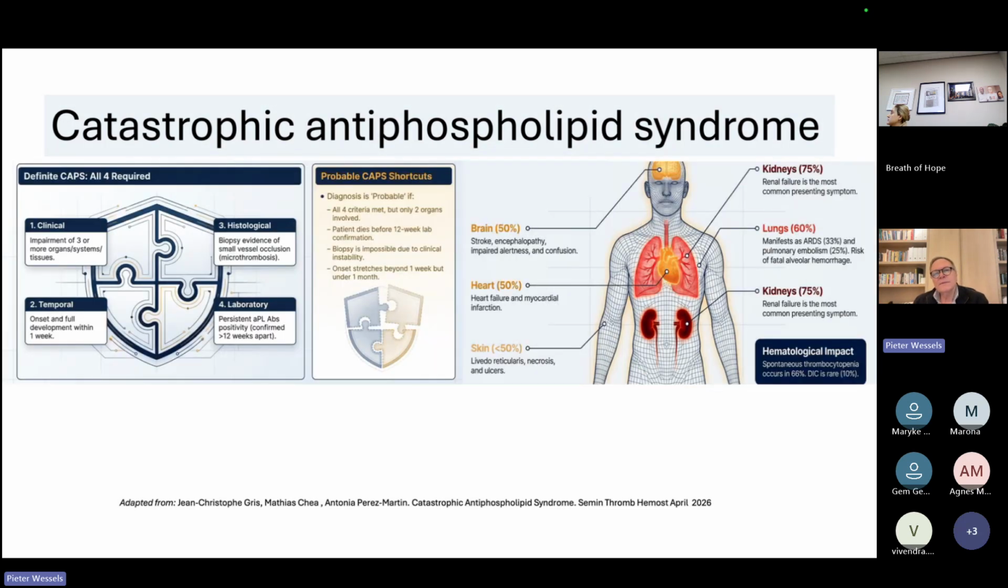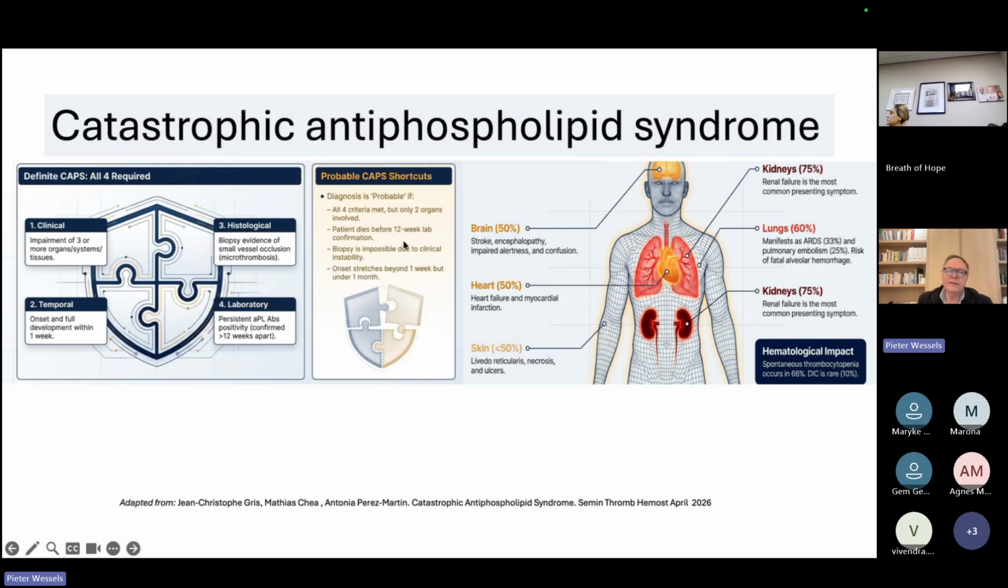So how do we make the diagnosis? You require all 4, but you don't often have all 4. The first is you have to have impairment of 3 or more organs. In other words, the patient has renal dysfunction, heart, and a thrombosis or a stroke. It must all happen within a week. You need histological evidence of small vessel disease, but you often don't have that. And you need to be sure that the antiphospholipid diagnosis is definite in this patient.